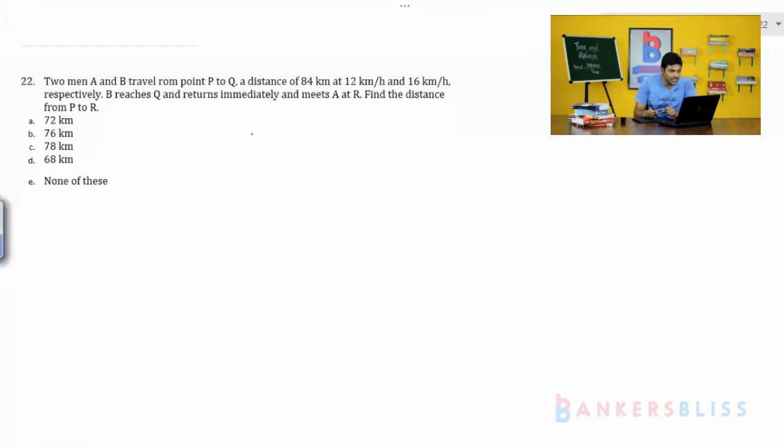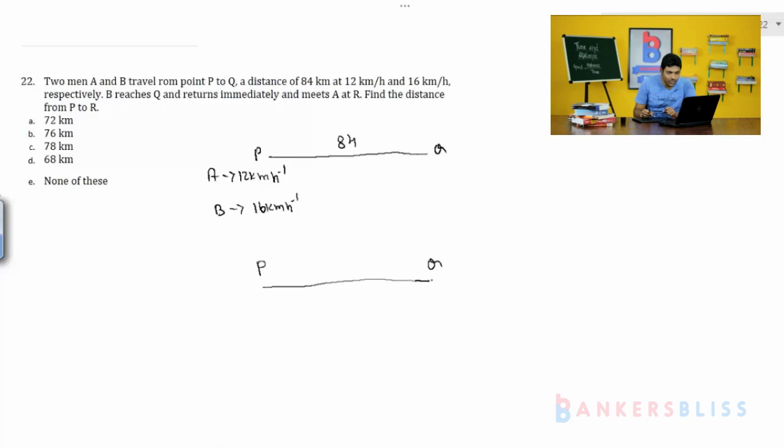See here, the distance between P to Q is 84. A travels at 12 km per hour and B travels at 16 km per hour. Now, first B is going to reach Q. See here, in the second case, B is going to reach Q, and A will be somewhere here.